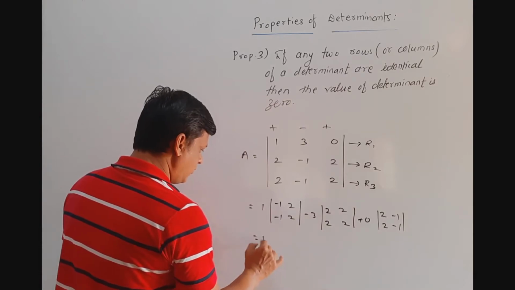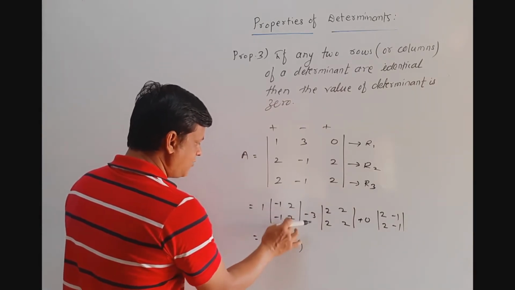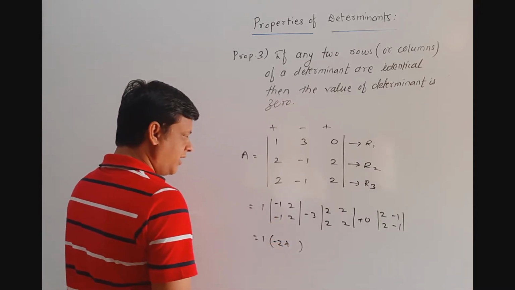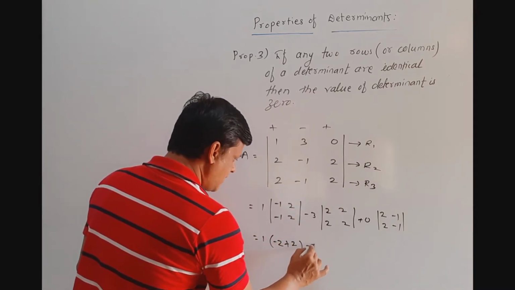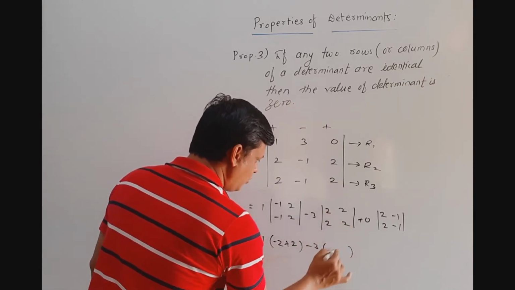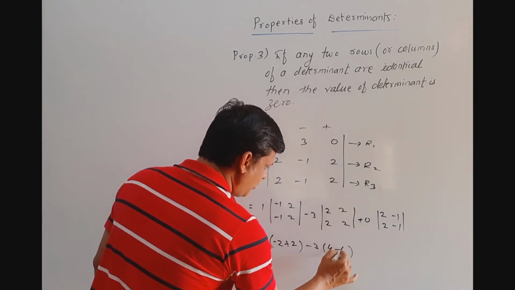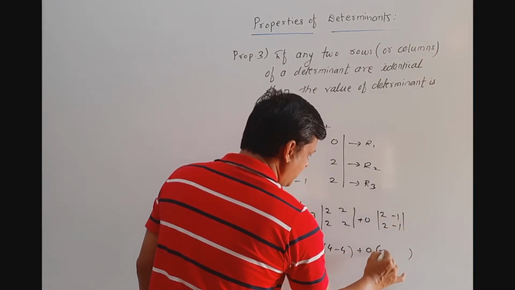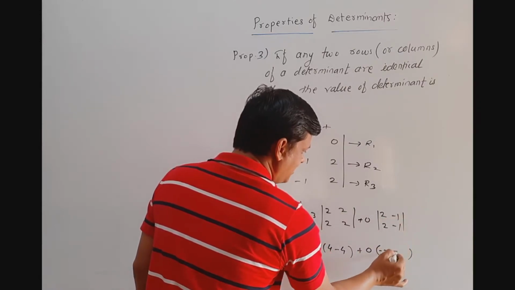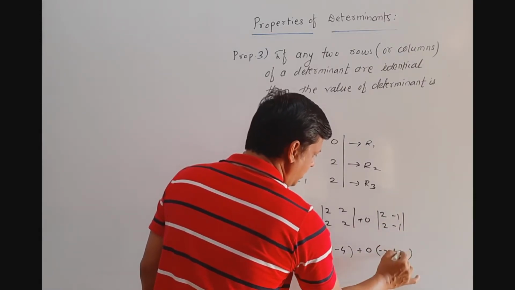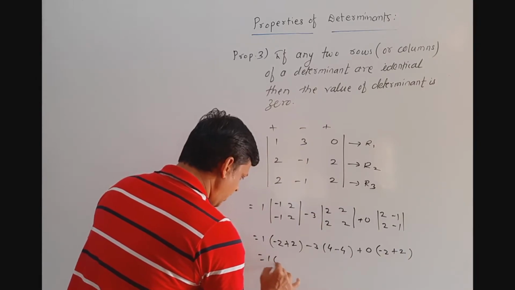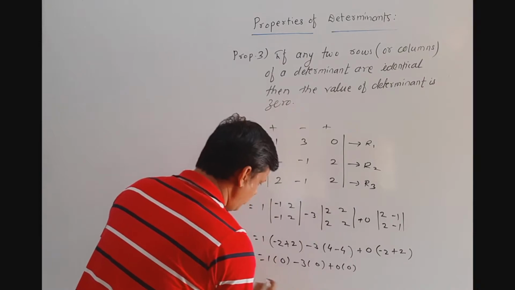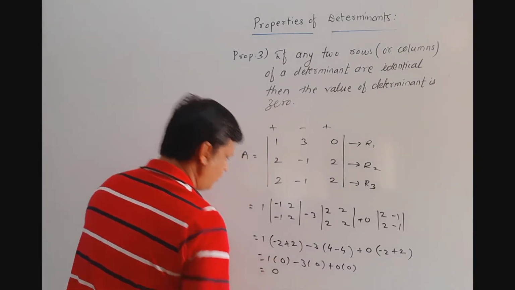So calculate this: 1 in bracket, minus 1 into 2 we get minus 2, minus, and this minus sign, so minus minus gets plus, 1 into 2 we get 2. Minus 3 in bracket, 2 into 2 is 4, minus 2 into 2 is 4. Plus 0 in bracket, 2 into minus 1 is minus 2, minus, and this minus sign, so minus minus gets plus, 2 into 1, 2. So we get here 1 into 0, minus 3 into 0, plus 0 into 0, which equals 0.